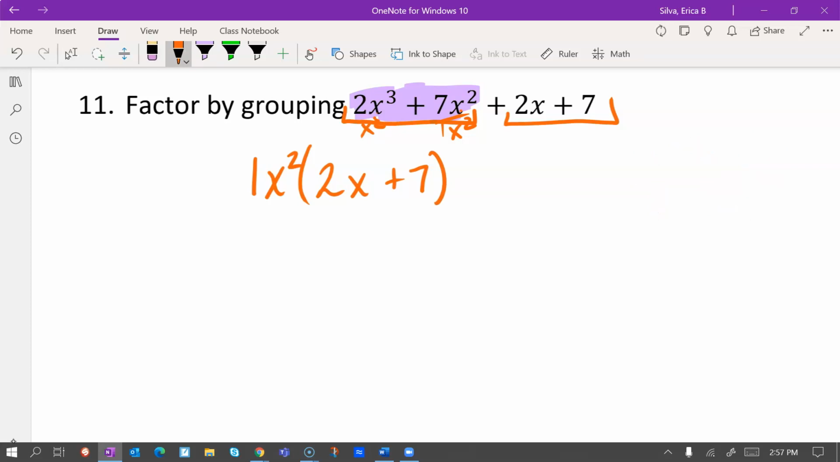Now let's go on to the second group. Remember, we bring down that plus sign. And again, between 2x and 7, if we look at just the numbers, between 2 and 7, the greatest common factor is 1.